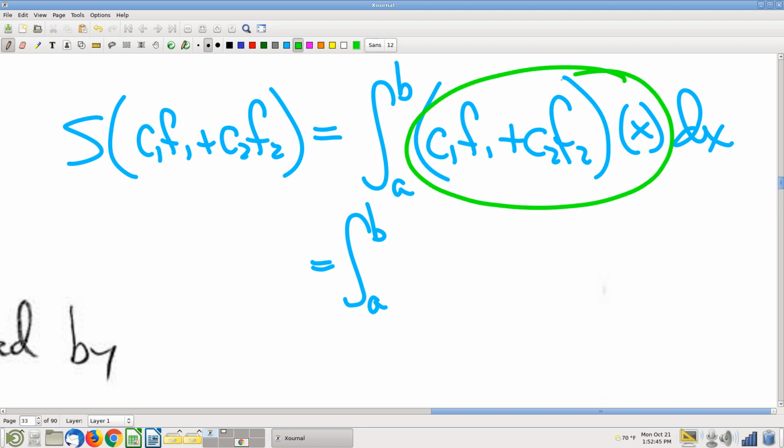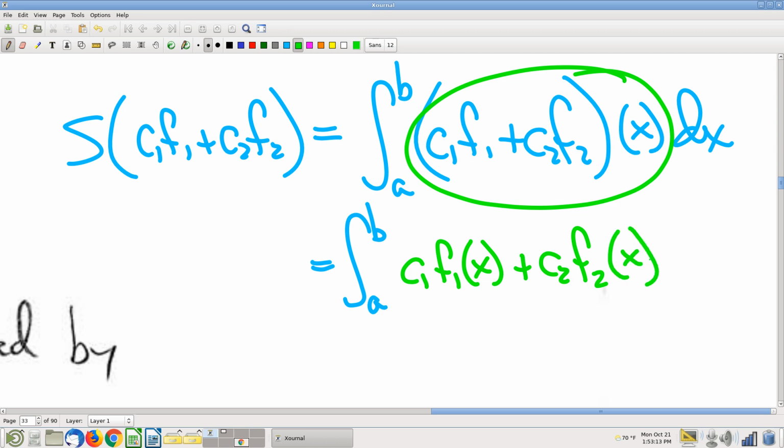And reminder, back in chapter 2, we talked about what it means to add two functions. Thinking of functions as being vectors in a vector space, what it means to add two functions is you add their output values. And likewise, what does it mean to multiply a function by a scalar? It means multiply the output values by that scalar. So from chapter 2, I can rewrite this as C1 F1 of x plus C2 F2 of x.